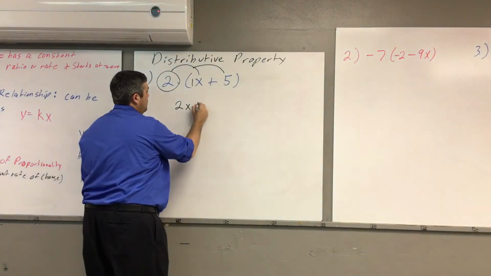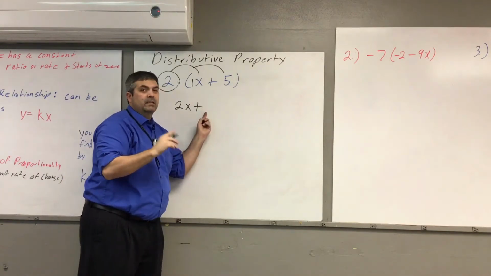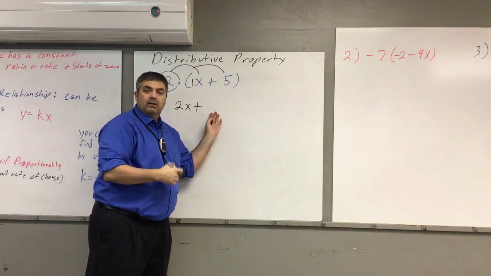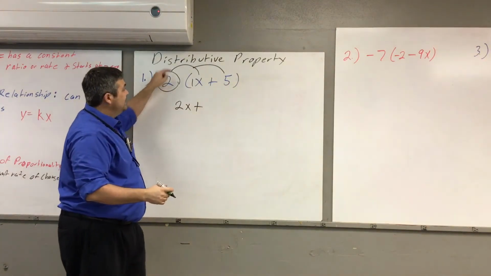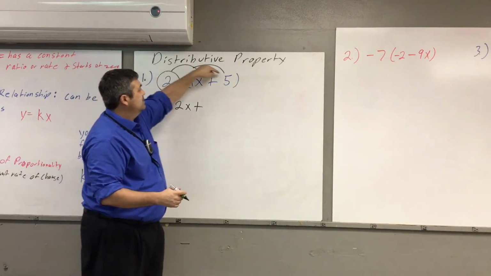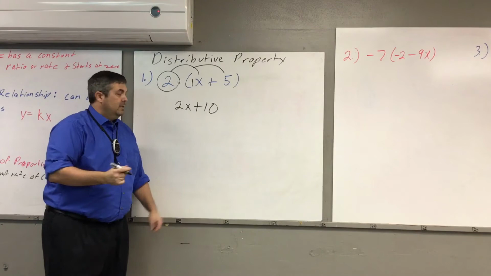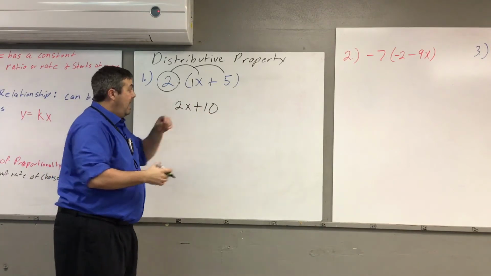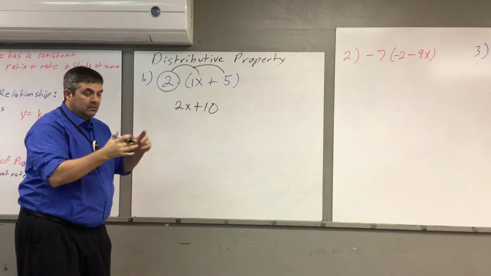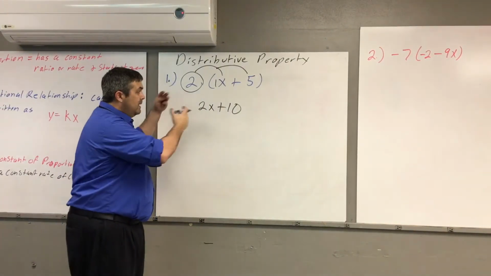So I've got 2x plus, and then, okay, a lot of people want to stop right there and then they bring down this 5. So that's the common mistake with this. You just multiply it times the first one, and then you bring down that other 5. Don't do that. This is getting multiplied times everything inside there. So I get 2x, and then I got 2 times 5, which gets me 10. That's the way that works. You have to multiply this times everything inside of here, all the terms. If you don't do that, you've only done part of the distributive property. So pay attention to what's going on there.